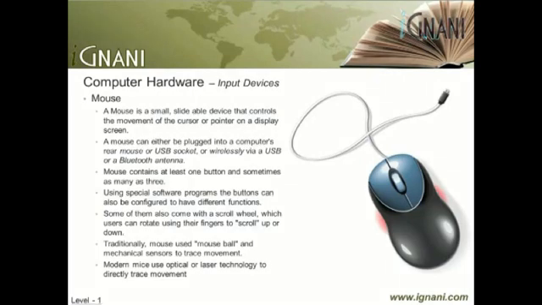Modern mice use optical or laser technology to directly trace movement of the surface under the mouse, and are much more precise, long-lasting, and almost maintenance-free. They can be used on a wide variety of surfaces. For a detailed tutorial on mouse, please check out our tutorial on the same.